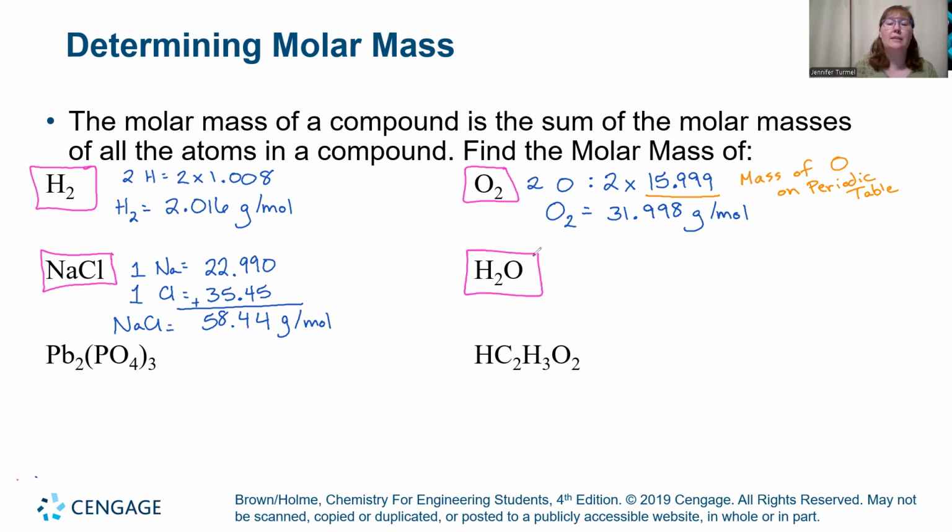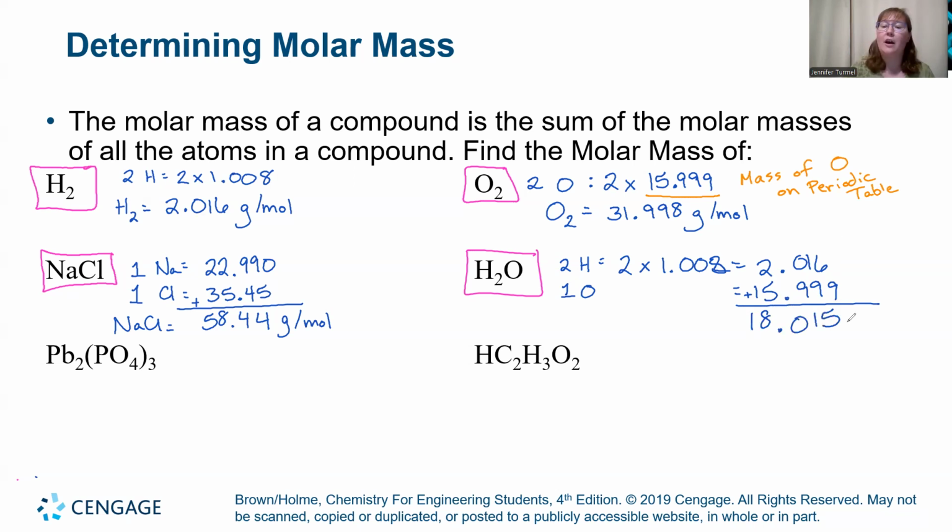All right, so now let's take a look at our water. Now we have 2 hydrogens. And so from the periodic table, that means that we have 2 times 1.008, which gives us 2.016. And we have 1 oxygen, which is 15.999. Okay. And that's going to give us a molar mass of 18.015 grams per mole for water.